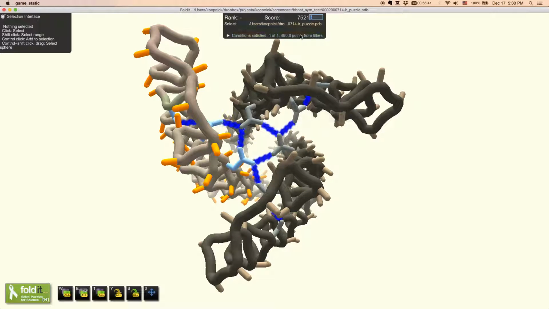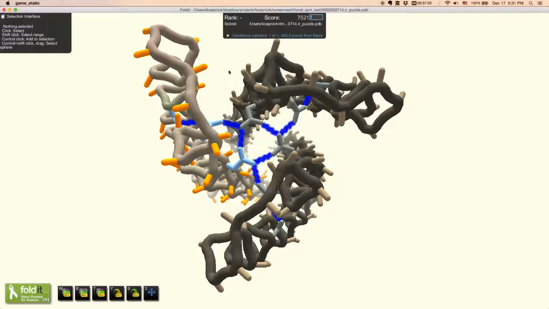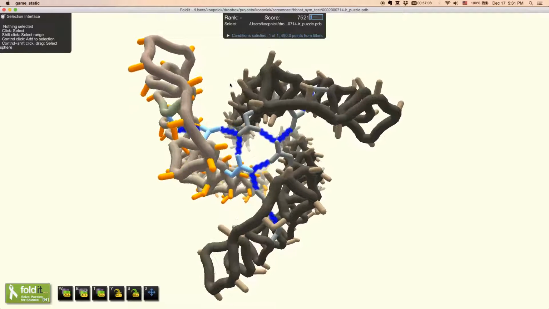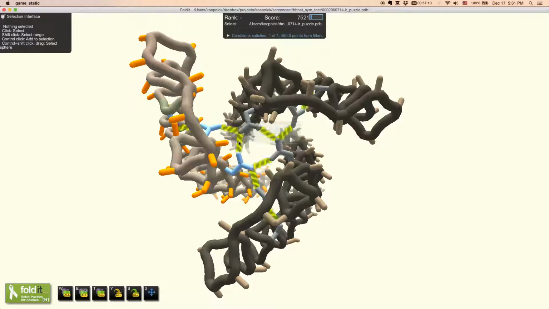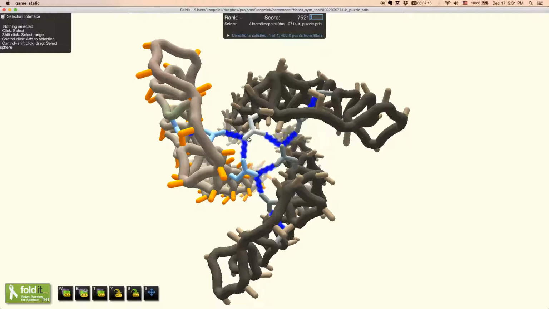Additionally, you can mouse over this conditions up here and see some more about the filter in general. So in this case, just a puzzle I threw together, this network must have at least 3 H bonds, one interface H bond, and satisfy at least 0% polars. So this is unrealistic. We generally want to satisfy a bunch of polars, as many as possible. But this is a hydrogen bond network that I want to look at a little bit more closely.